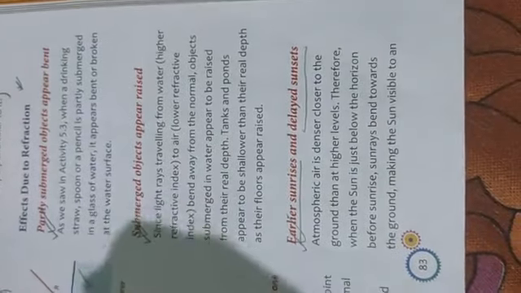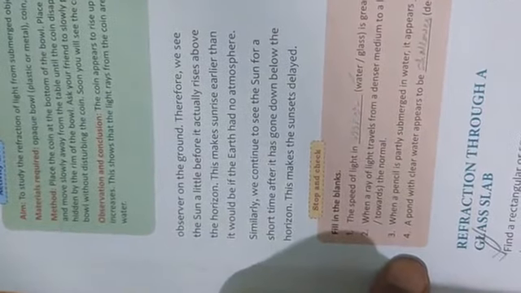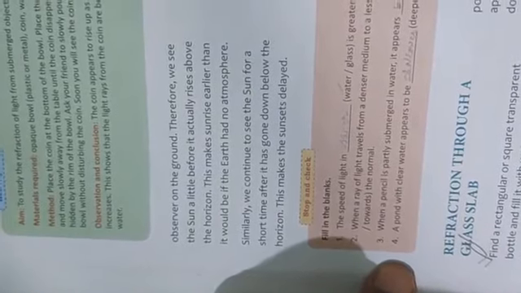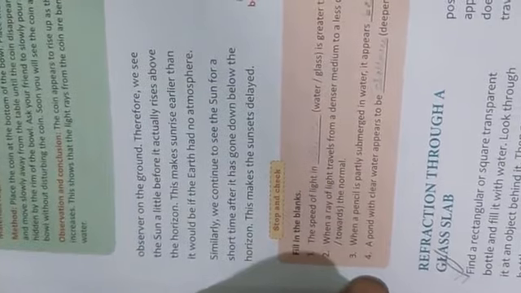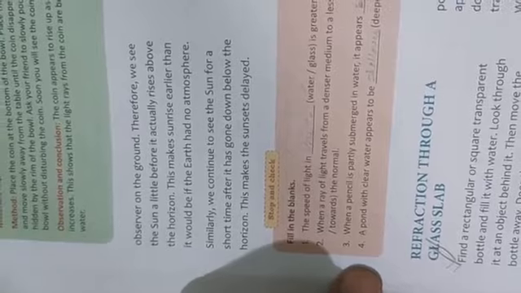Okay. So therefore when the sun is just below the horizon before sunrise, then its light bends towards the ground, making the sun visible to an observer on the ground. So therefore we see the sun a little before it actually rises above the horizon. So this makes the sunrise earlier than it would be if the earth had no atmosphere. Okay. Similarly, we continue to see the sun for a short time after it has gone down below the horizon, and this makes the sunset delayed.